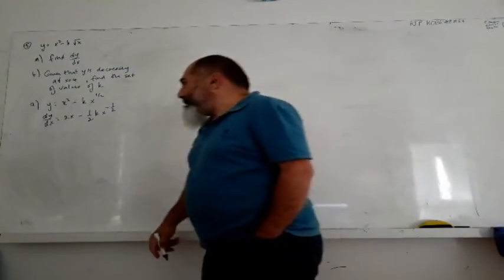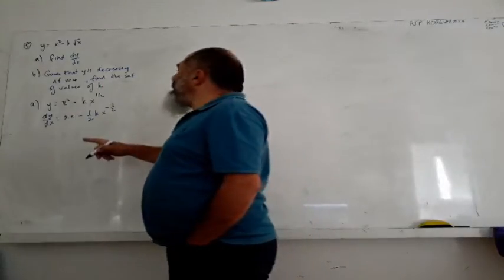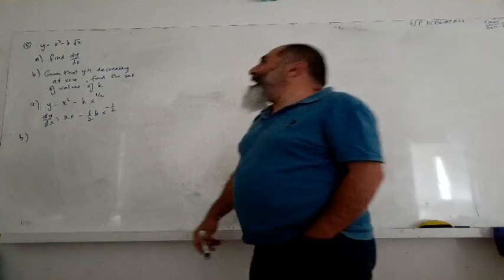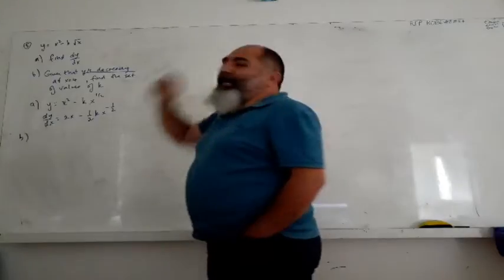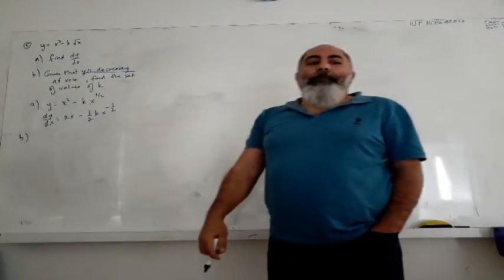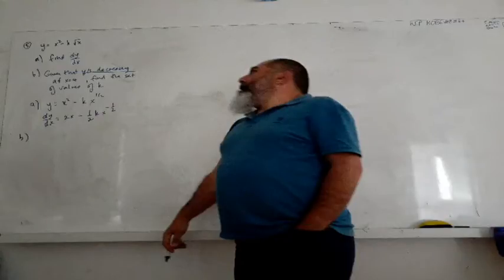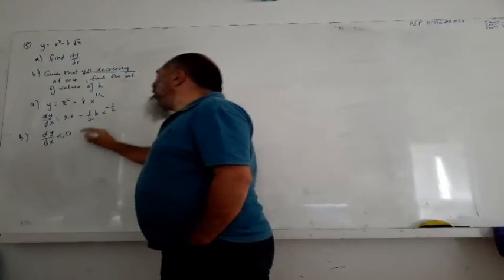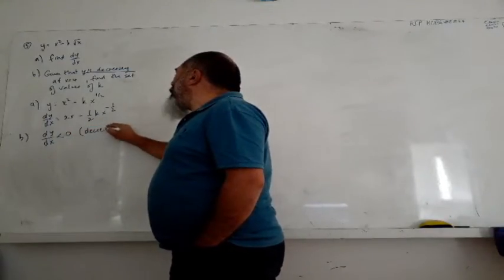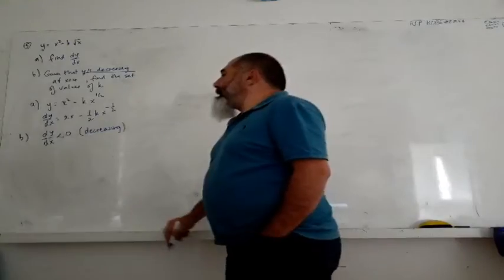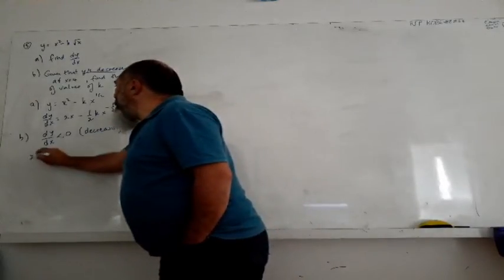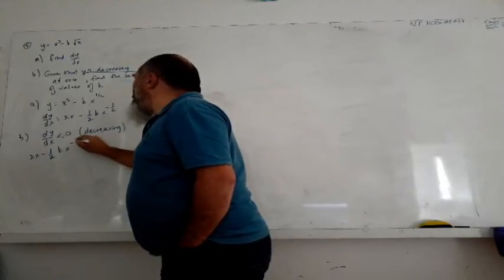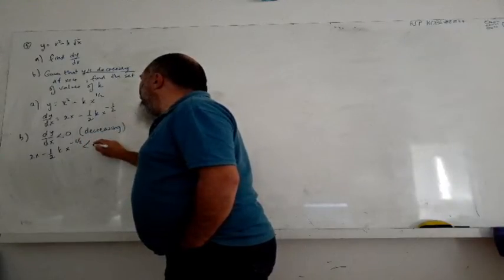Let's continue with part B. Given that y is decreasing, what is the meaning of decreasing? The meaning of decreasing is dy over dx is less than 0. So 2x minus 1 over 2 k times x to the power of minus 1 over 2 must be less than 0. And we know the value of x here. It is given in the question.